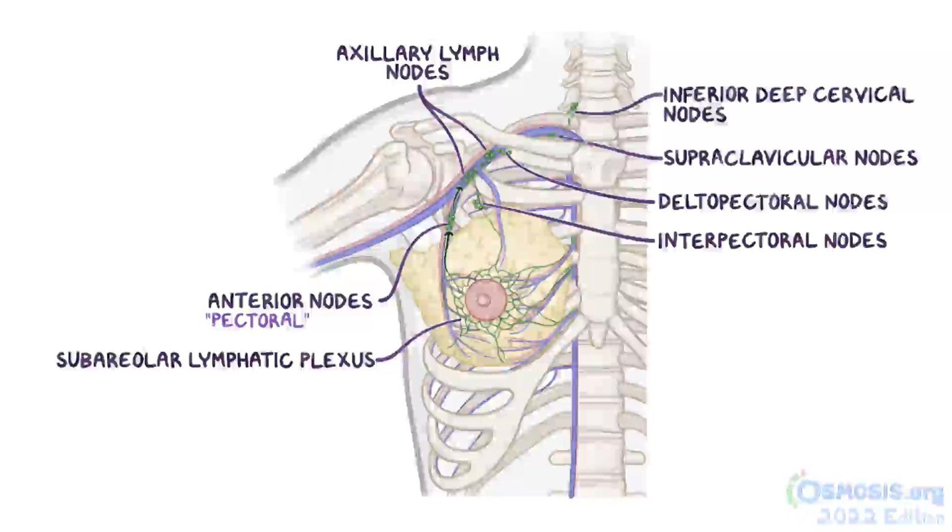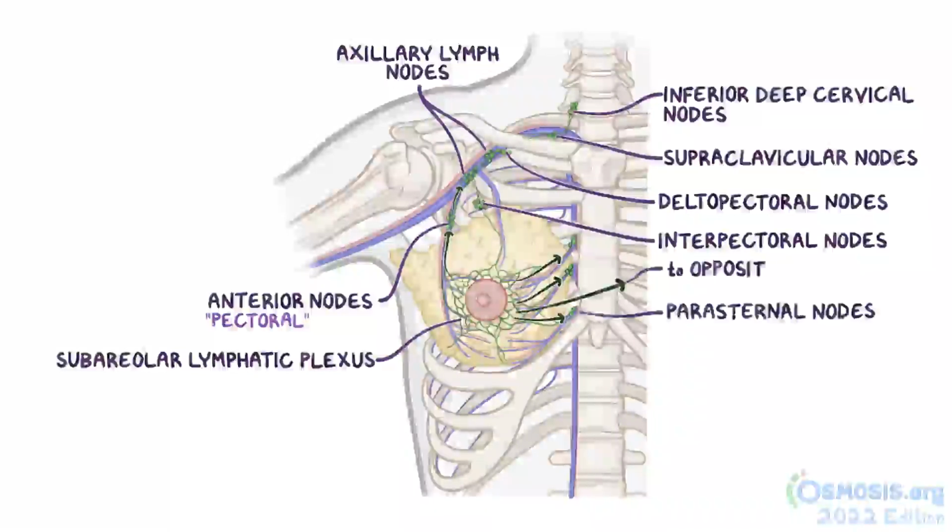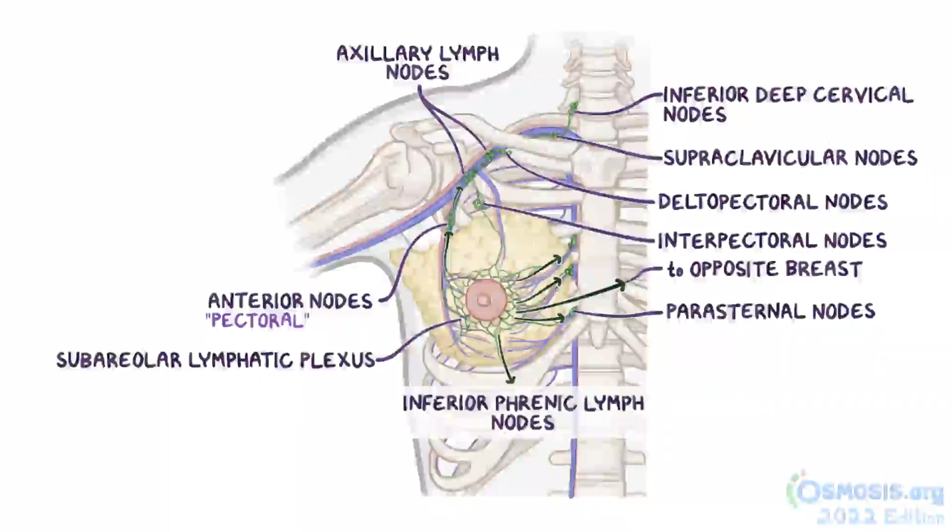The remaining lymph, especially from the medial breast quadrants, drains to the peristernal lymph nodes or to the opposite breast. Lymph from the inferior quadrants may pass deeply to abdominal lymph nodes, specifically to the subdiaphragmatic inferior phrenic lymph nodes.